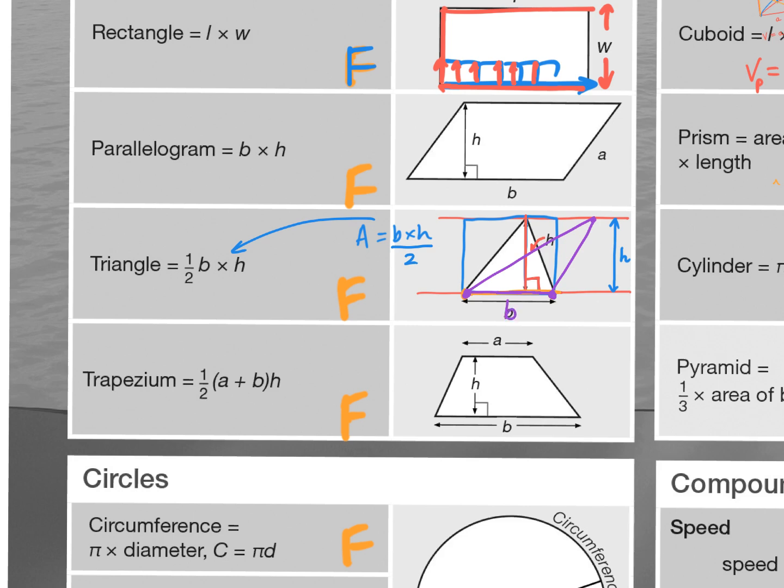Well, B is the same, H is still the same, because it's still trapped between those parallel lines, so believe it or not, the area of that purple triangle is the same as the original white one. It's just base times height halved. Okay, so it's this perpendicular height that's really, really important. So let's have a look at the area of a trapezium now.